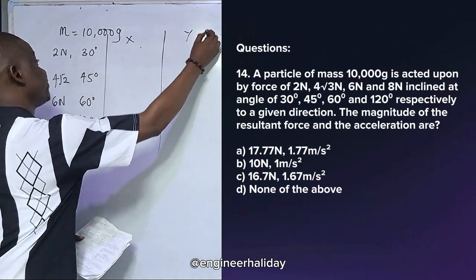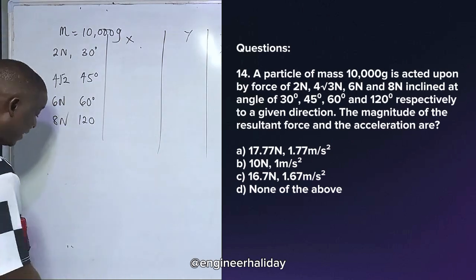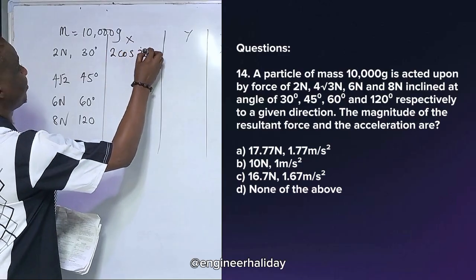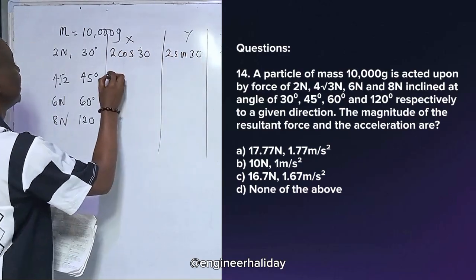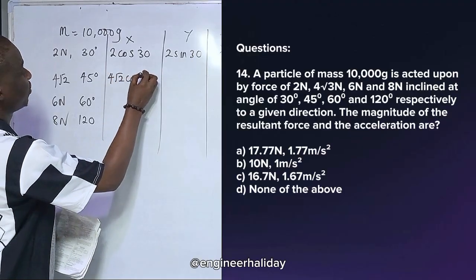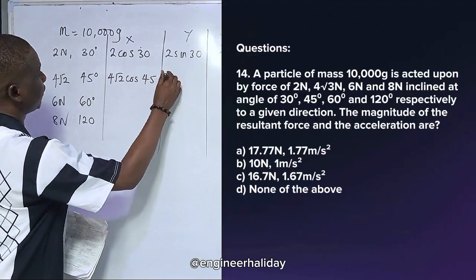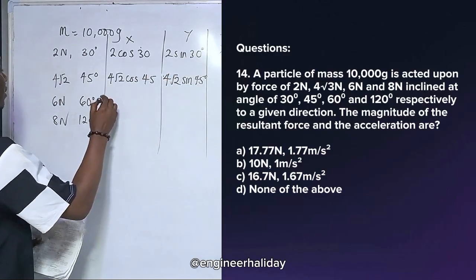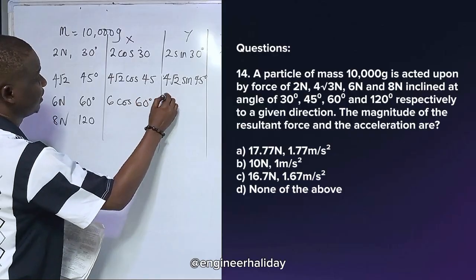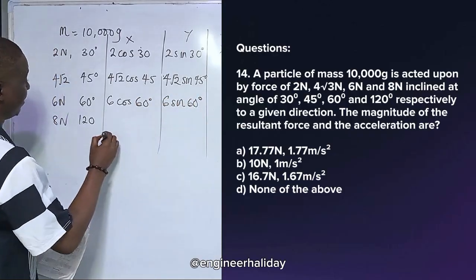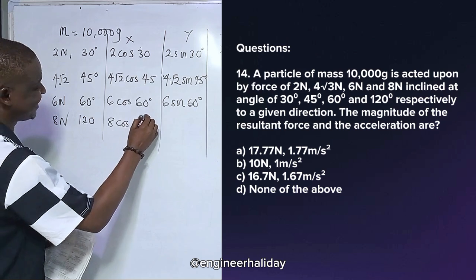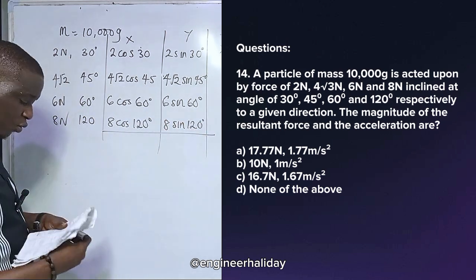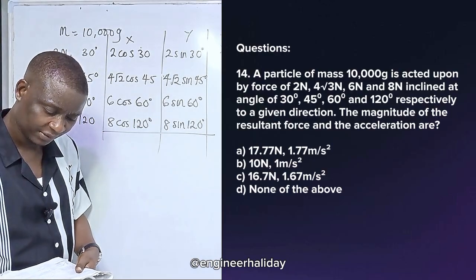So this is X and Y. Now what do you do? You first of all find their resultant along the X and Y. Which is 2 cos 30, 2 sin 30 quickly. 4 root 2 cos 45, 4 root 2 sin 45 degree. What's the next one? 6 cos 60 degree, 6 sin 60 degree, 8 cos 120 degree, then 8 sin 120 degree. Simple.